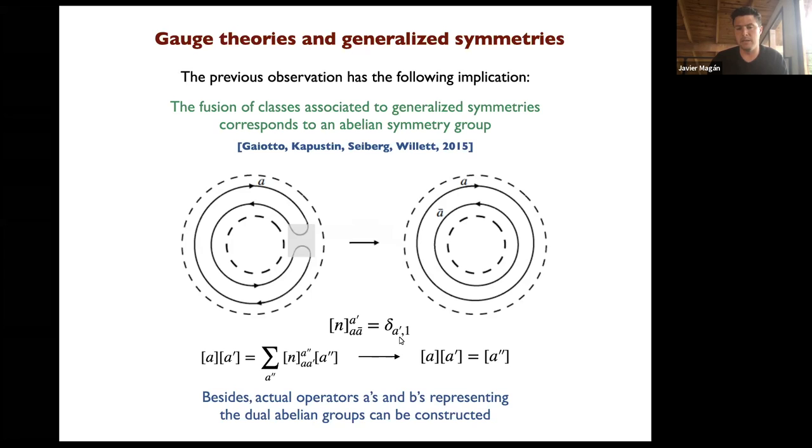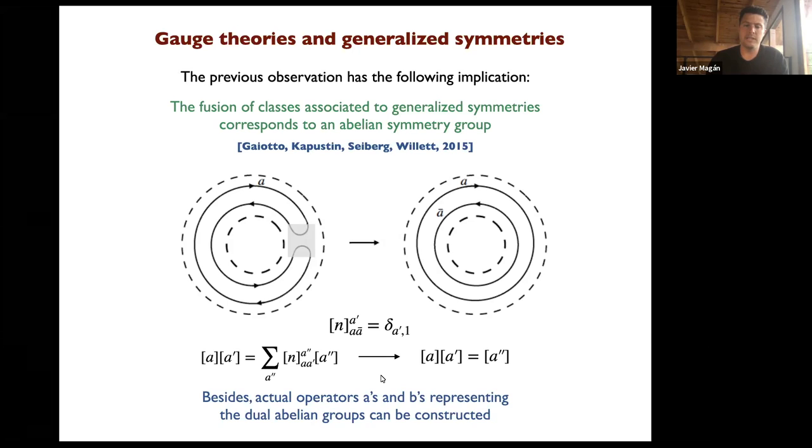So this, of course, for people who are familiar with fusion rules, corresponds to an abelian symmetry group, and the way to prove it is just by assuming generic fusion rules and multiplying the fusion rules by the conjugate class on the left. Moreover, and this is important, I'm not going to go over it, but in the article we prove that not only the fusion of classes corresponds to an abelian group, but one can construct actual operators A's and B's in the complementary regions representing the dual abelian groups.